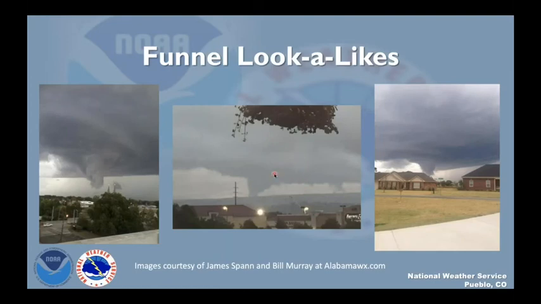These are funnel lookalikes, though. So it's a little bit unfair to just show you a bunch of things like this without a video associated with it, because these all look like funnels to me. But if you can see it in motion, they're probably just stagnant. Looks like scud. So these are courtesy of James Spann and Bill Murray.